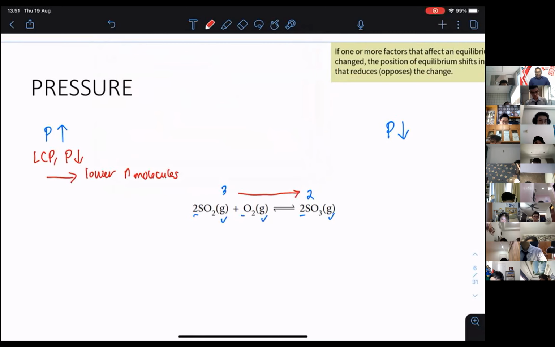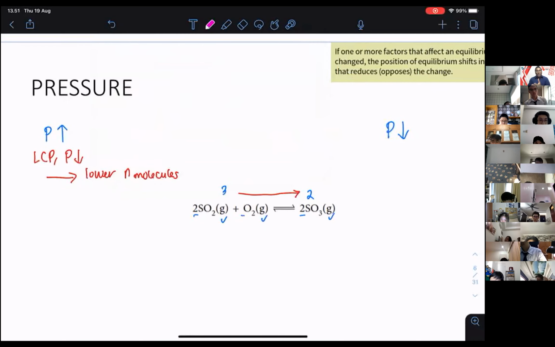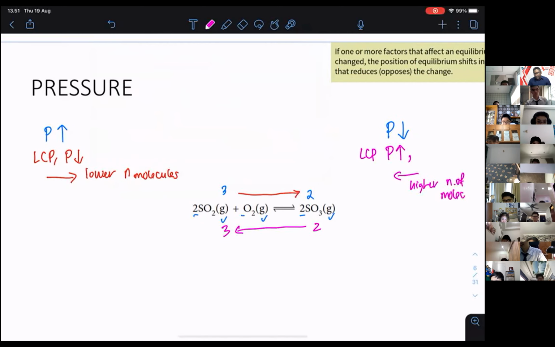And what will happen if I'm using lower pressure? If you have lower pressure, I need to increase the pressure back again. So how do I increase the pressure from 2 to become 3? I need to go towards the larger number of molecules. According to LCP, I need to move to the left, towards higher number of molecules. That is what is happening over there.